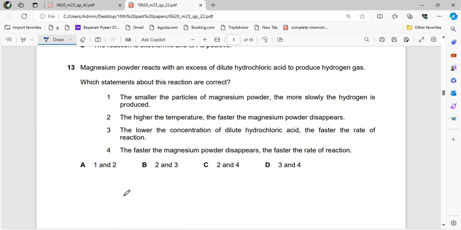Magnesium powder reacts with an excess of dilute HCl to produce H2 gas. Which statements about this reaction are correct? The smaller the particles of magnesium powder, the more slowly the hydrogen is produced, which is wrong. The smaller the particles, the faster is the rate of reaction. The higher the temperature, the faster the magnesium powder disappears, which is true. The lower the concentration of dilute HCl, the faster the rate of reaction, which is again wrong. We need a higher concentration for the reaction to be faster. The faster the magnesium powder disappears, the faster is the rate of reaction. So it is option C, 2 and 4.